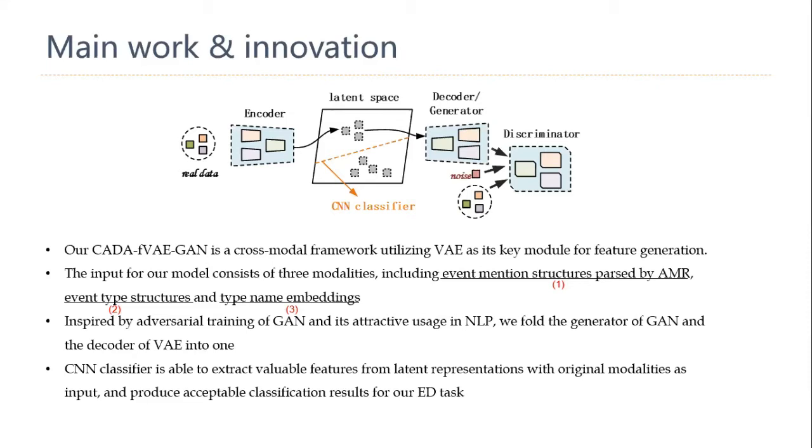Inspired by the adversarial training of GAN and its attractive usage in natural language processing, we follow this and fuse the generator of GAN and the decoder of VAE into one. As is depicted in this picture, a classifier is able to extract valuable features from latent representations with original modalities as the model's input, and it will produce acceptable classification results for our ED task.